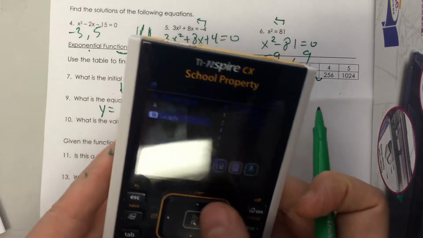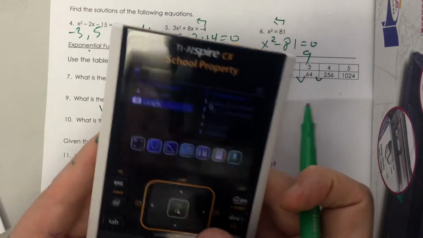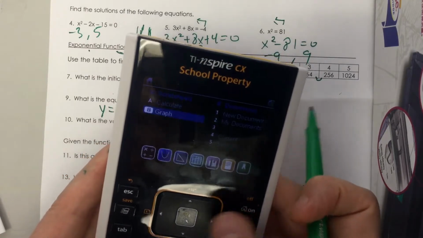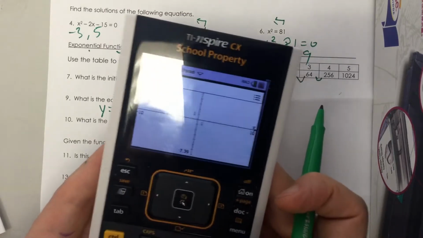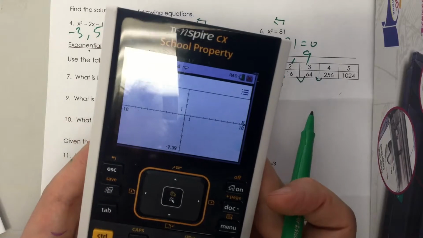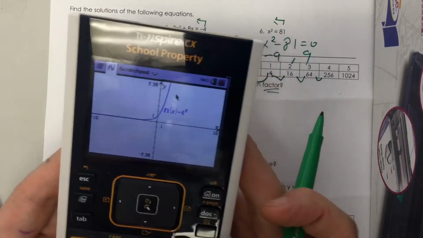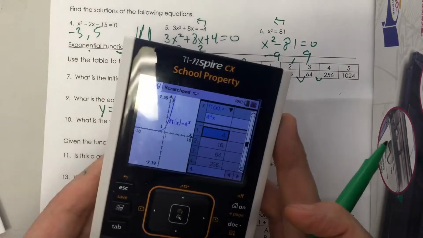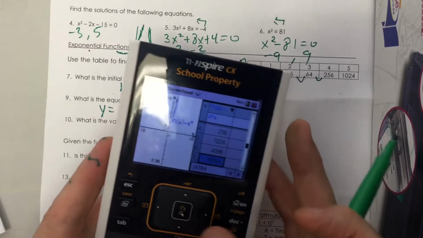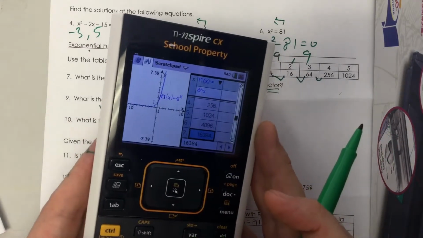Okay, let me hold on, let me delete all this stuff out. Y equals 4 to the power of x, okay? Now, my graph's fine and good, but I don't really care about it. I'm going to the table. When x is 7, what do I have? I have 16,384.